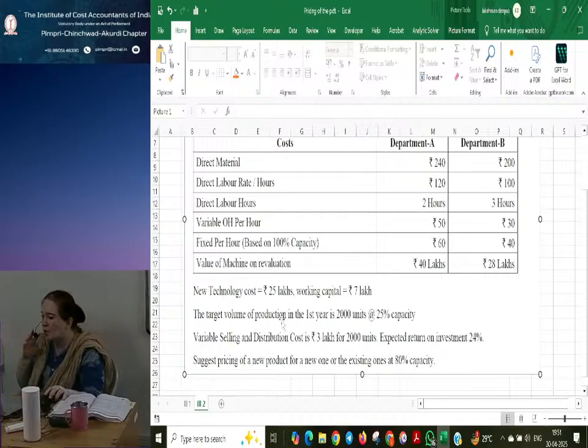The target volume of production in the first year is 2000 units, which is at 25% capacity. If 25% capacity is 2000 units, then what is your 100% capacity? Yes, can you do a calculation?